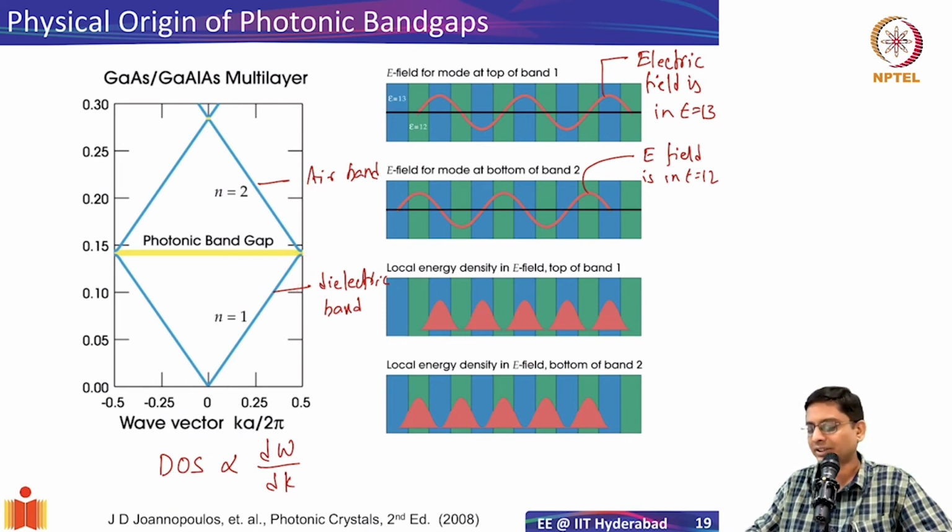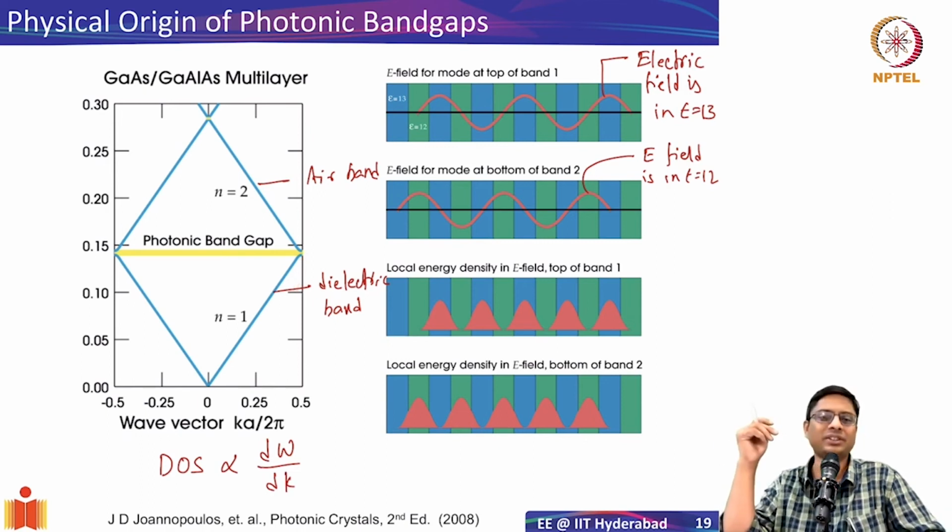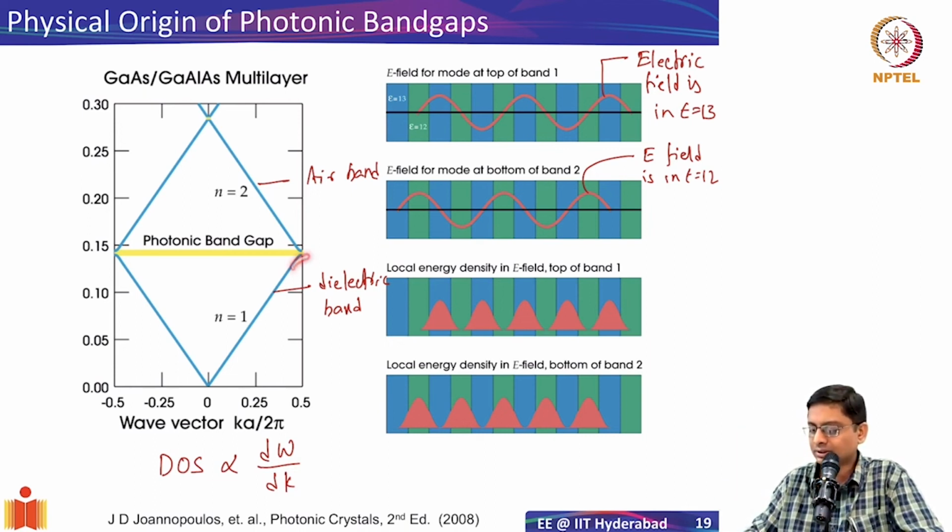That's why these are, in a way, similar to the resonances we saw for the SPPs. So the dispersion becomes flat. When you're far away from this, the dispersion follows the light line. But as you approach the band gap, the density of states increases and the dispersion flattens out. So this is what we are seeing right now.